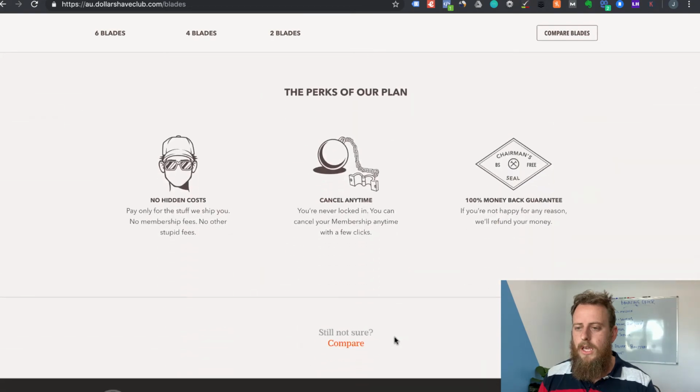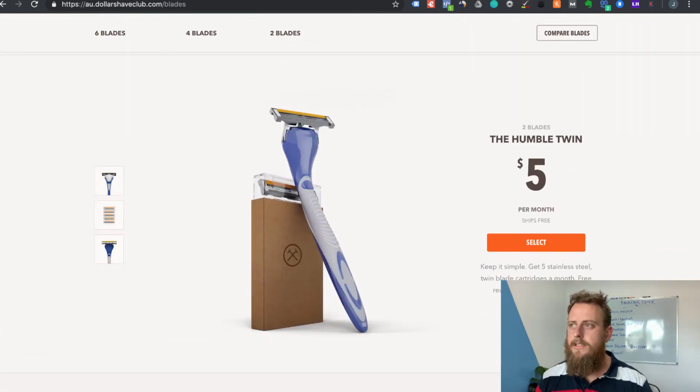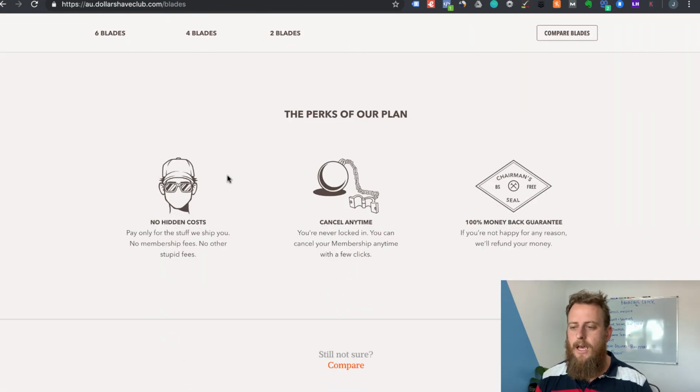They've also got it here on the product page, but they've broken one of their USP bits from the homepage down a bit further. The perks of our plan, once again: no hidden costs, cancel anytime, and 100% money back guarantee. So once again, this is a representation of part of their USP, right? Because this page is focused on somebody selecting a subscription option, these are directly relevant to problems people might have with a subscription-based product, right?